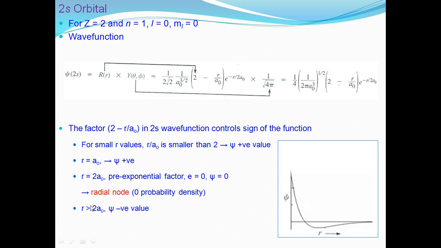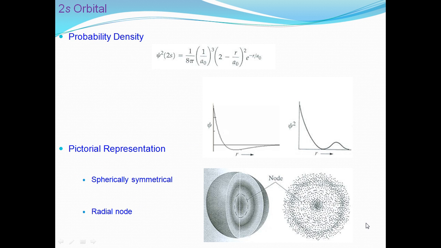What happens when r increases further, greater than 2 a naught? If r is equal to 3 a naught, or 2.1 a naught I should say, and then 2.2 and so on, it becomes negative because this term here is a larger term. Let's say that this term here now becomes 3. 2 minus 3 is equal to negative, and so the wave function now becomes negative. And it becomes negative to a minimum, and then it tends back to 0 for the most part.